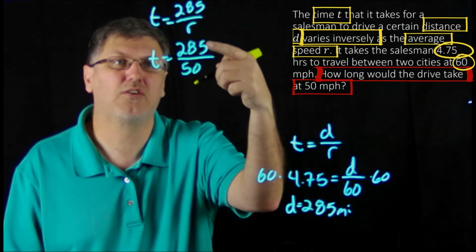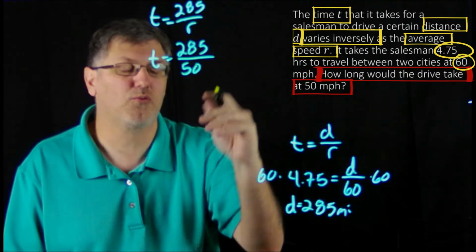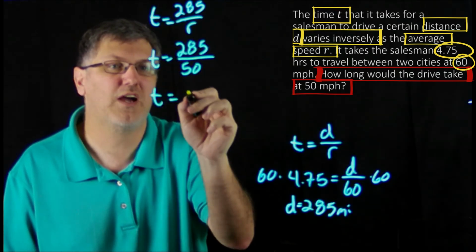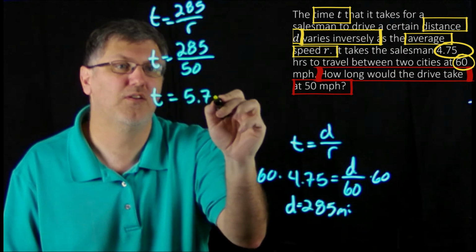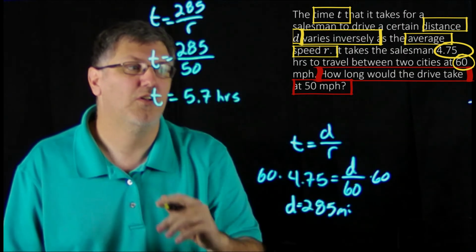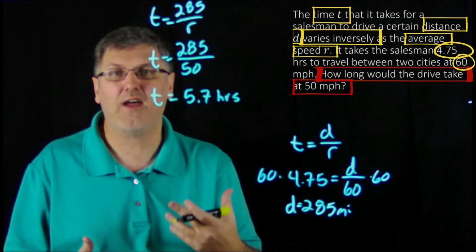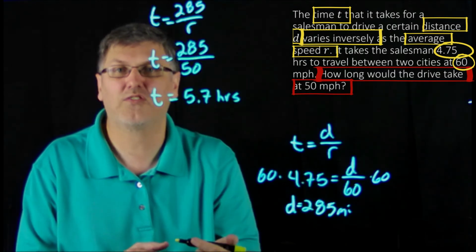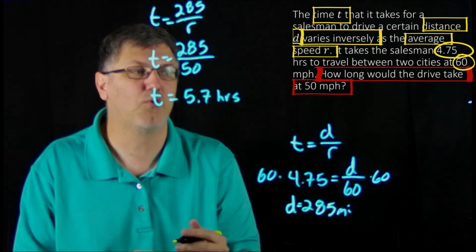The units will work out because this is miles per hour. Our hours will cancel, so we'll just be left with miles. And when we plug this into a calculator, we're going to get 5.7 hours. So if this person was taking this drive at 50 miles an hour instead of 60 miles an hour, it would take 5.7 hours, whereas at 60 miles an hour it takes 4.75.